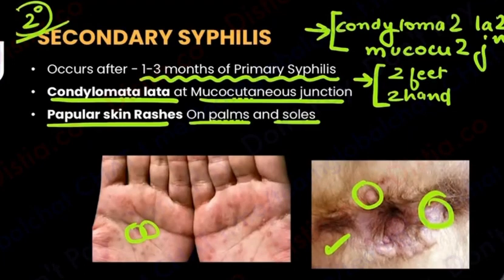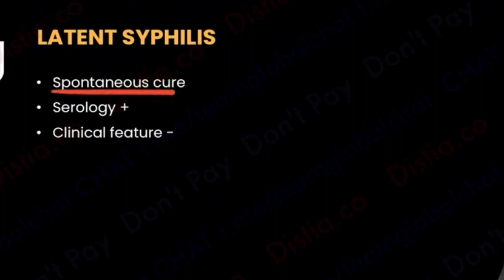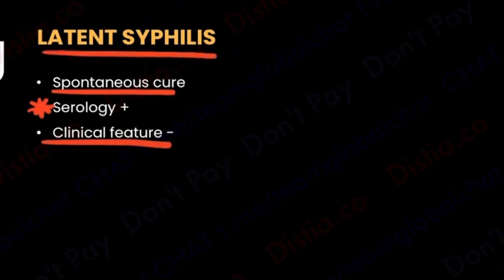Secondary is done. Now after this, obviously next you expect tertiary, but sometimes what can happen is the patient tends to sleep off. Meaning suddenly all these clinical features are going to vanish, but that doesn't mean that the patient doesn't have syphilis. The serology, the tests are positive, but the clinical symptomatology is not there.